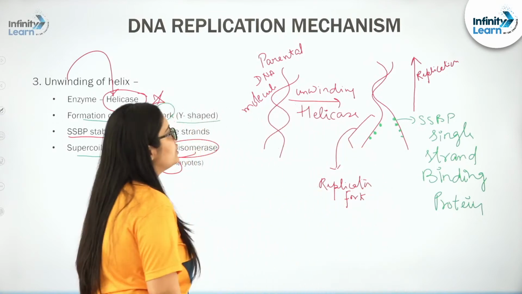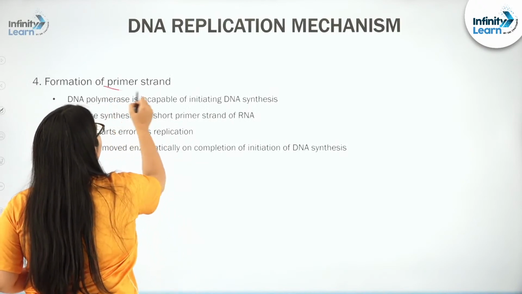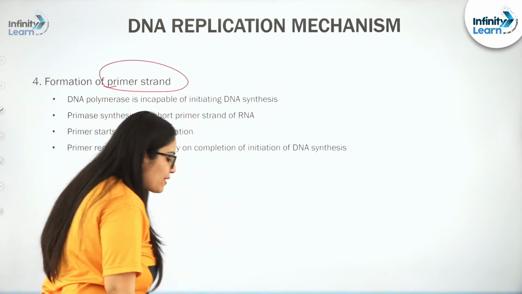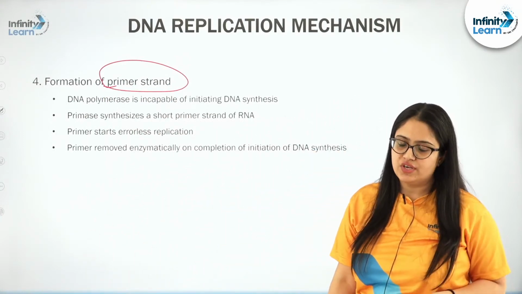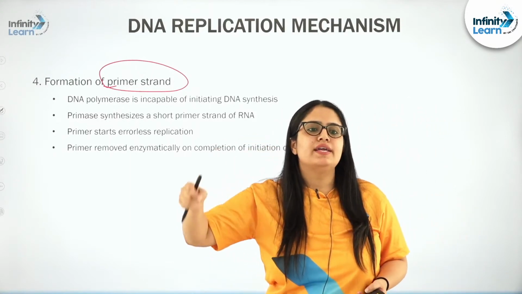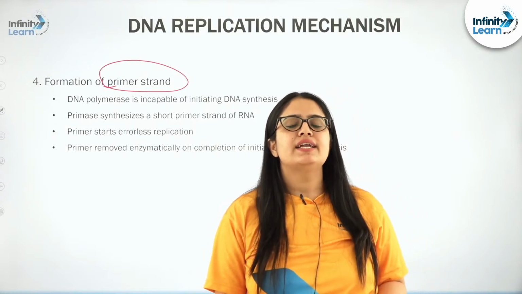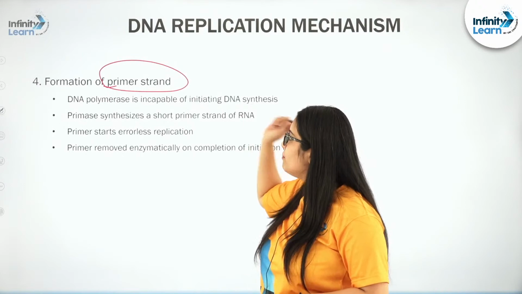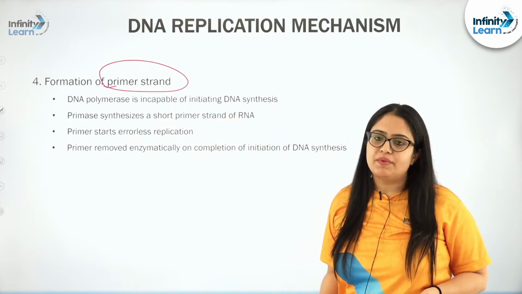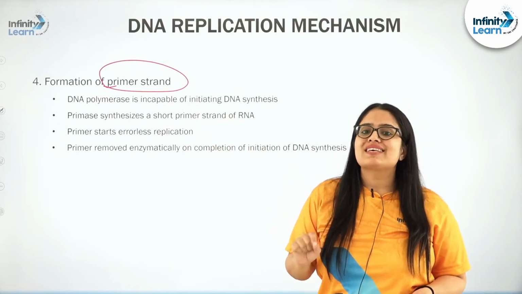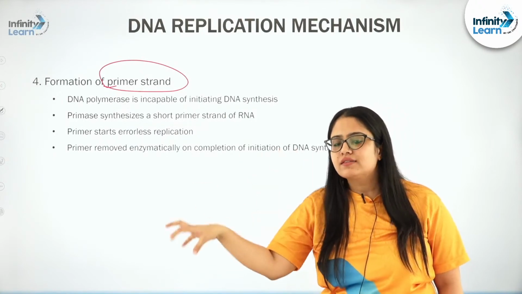Next, students, what you need to understand over here is formation of primer strand. What is a primer strand and why is a primer strand needed? These are two important questions. See students, DNA dependent DNA polymerase, you understand, is the main enzyme for this replication process. But this enzyme has one incapability, right? It cannot start the replication process.